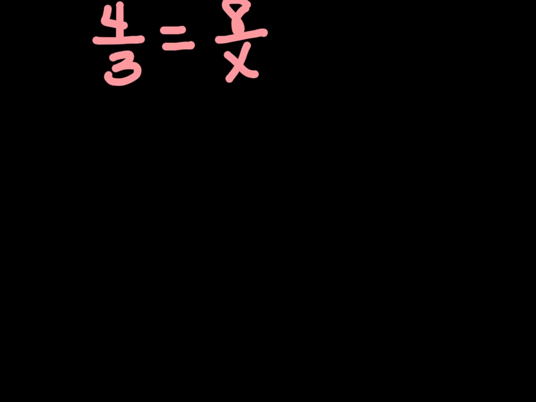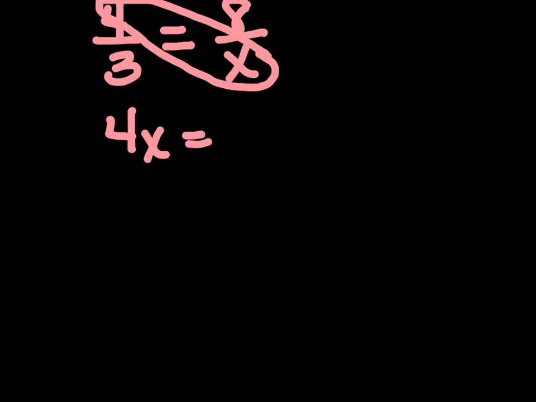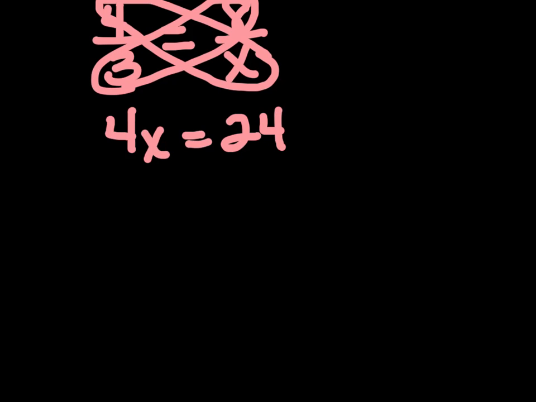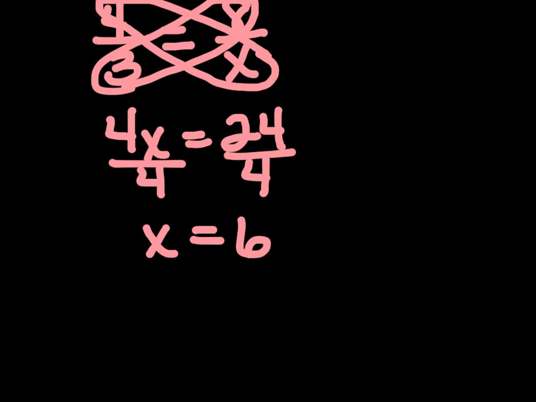Let's try another one, solving it using the cross products property. If your proportion is 4 is to 3 as 8 is to x, you would find your cross products. 4 times x is 4x, and 3 times 8 is 24. Here we have it written now as a single step equation, so you would divide both sides by 4, and you get x is equal to 6.